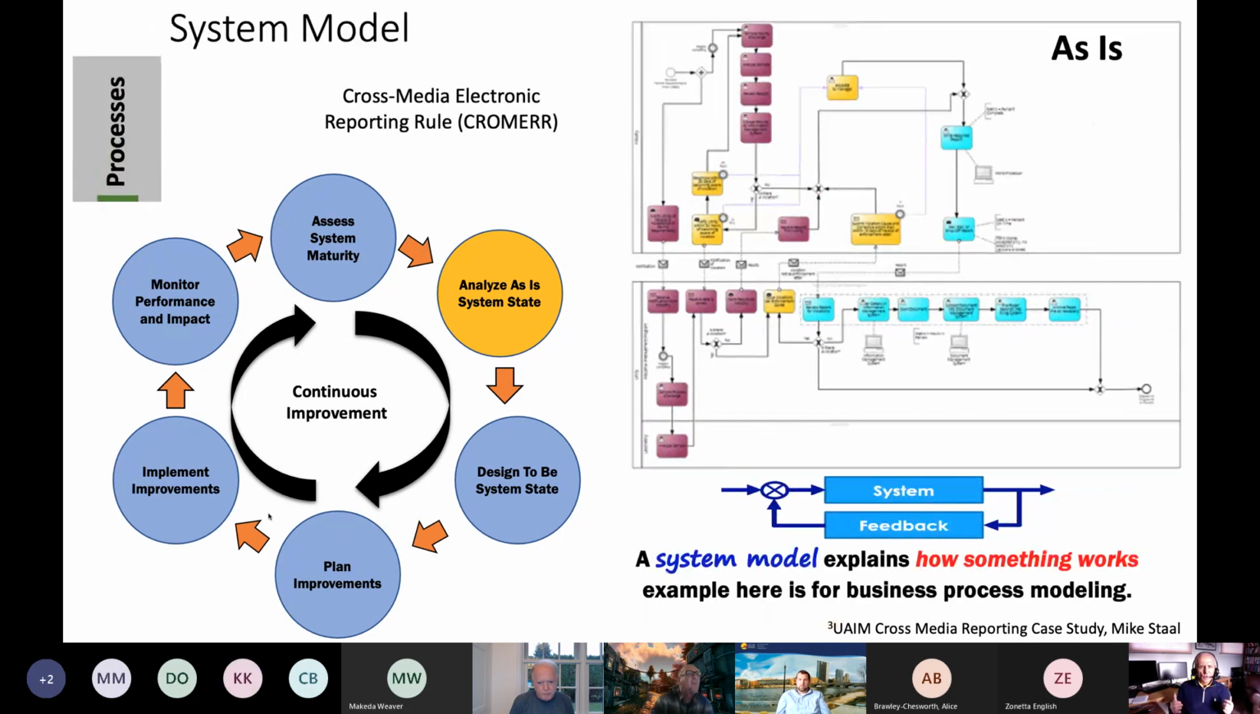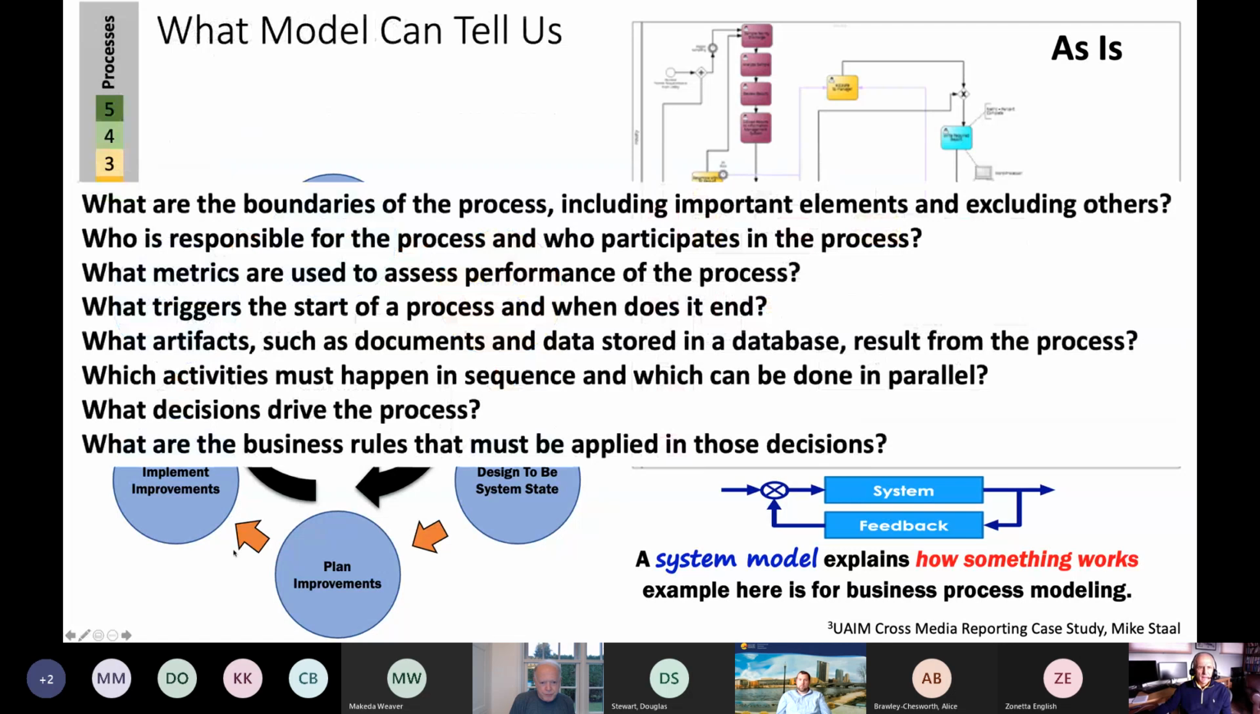So to look at how this works, they used a system model, and the system is now a process. So this system model explains how something actually works, and this is an example for business process modeling. And this is what the business process model told us. We're all familiar with this BPMN 2.0, who's working, what are the swim lanes, what artifacts and documents are developed, and so.